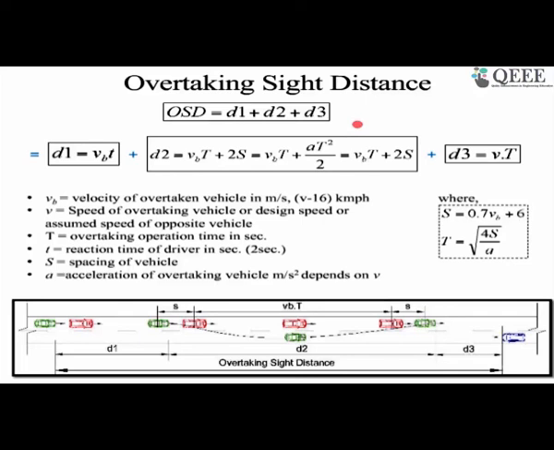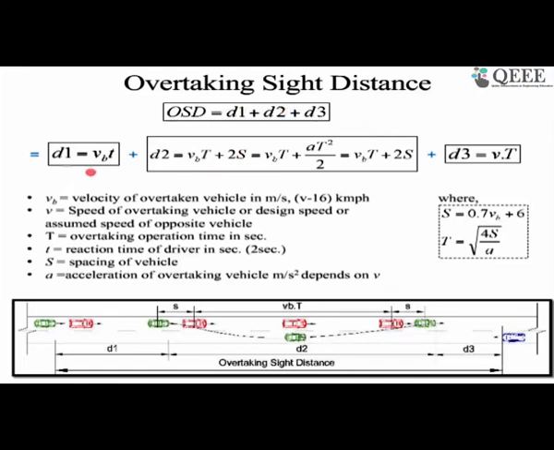If you look into the other design code like AASHTO, which is the American code, they have one more factor D4, which also considers the safety factor between the blue car and the green car. So beyond D3, they want to see that there is a certain distance between these two cars. So that is the distance they include. But here in our IRC, we only consider D1, D2 and D3.